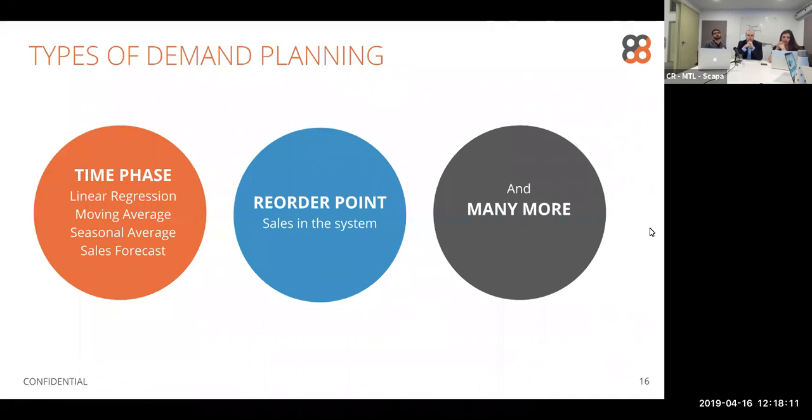Sales forecast is a bit different. How it differs is that the previous three use demand. So it takes your previous demand and projects on that.